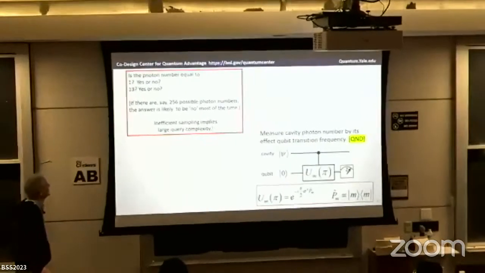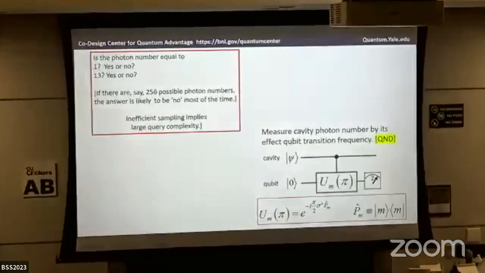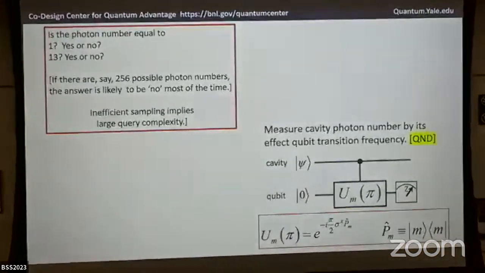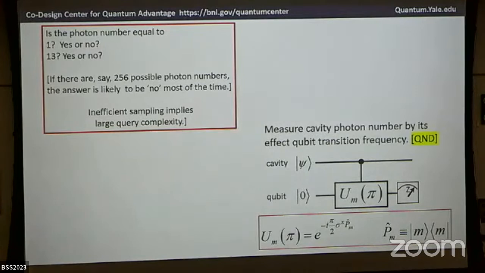So let's start with the grandchild way of doing it. There's a question, is the photon number equal to 1? Yes or no? It has a 1-bit answer. I can map that 1 bit onto the state of an ancilla qubit and measure the qubit and get the 1 bit of information. It's pretty inefficient. I'm going to do an experiment with 256 answers.